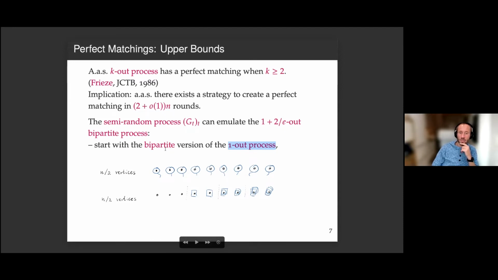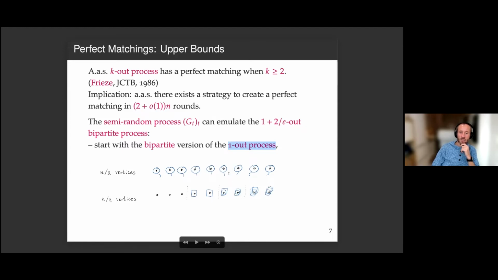First question maybe we should ask ourselves: can we mimic this by a semi-random process? And the answer is yes. I hope you agree, because what can we do? Well, if the square lands at the bottom, so I condition on the square landing at the bottom, it's a random place at the bottom, of course, and then I can simply connect to the first vertex on top.